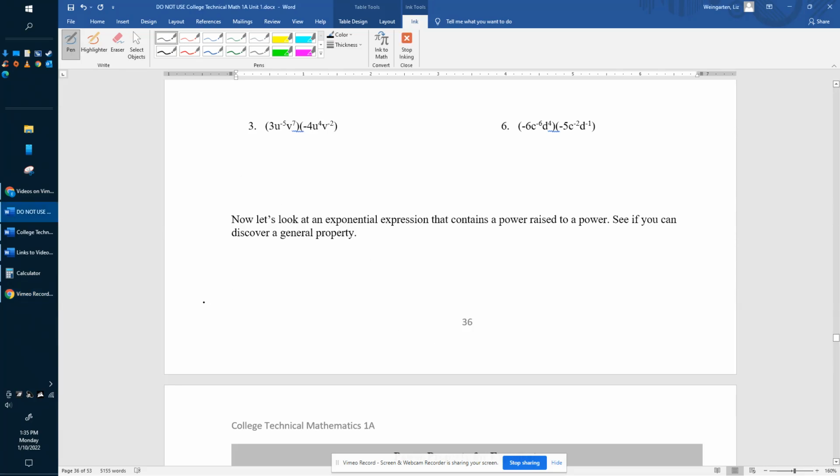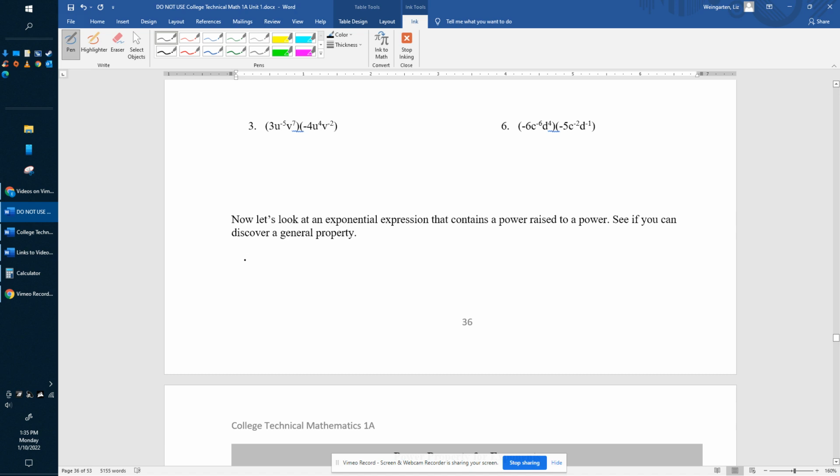Let's see if we can eke out another property of exponents, looking at exponential expressions that contain a power raised to a power. That was a mouthful, but let's take a look.